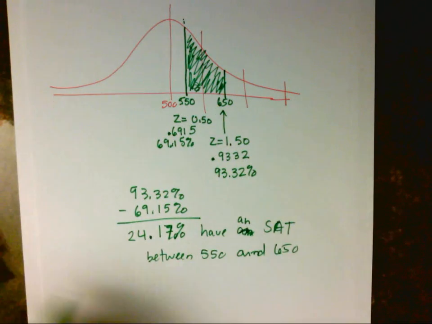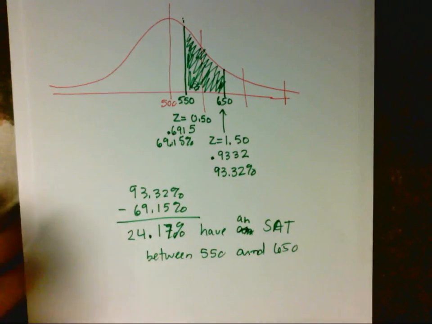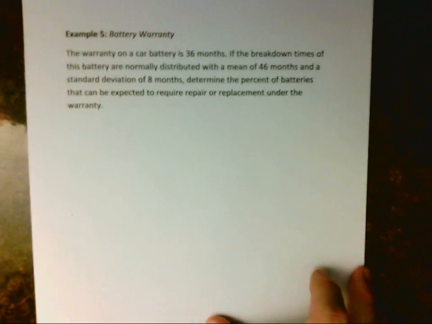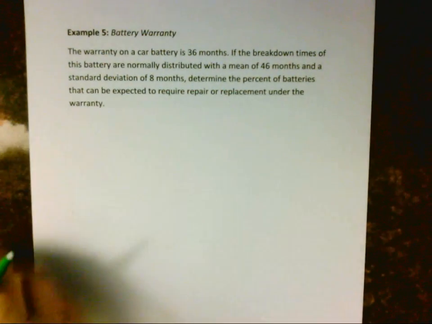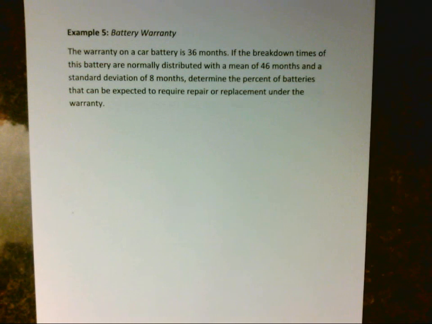24.17%. Good. All right. So now we need to do another type of application besides just the SAT. Continue to use the table. The next example, example 5, has to do with battery warranties. The warranty on a car battery is 36 months. So this particular battery has a 36-month warranty.